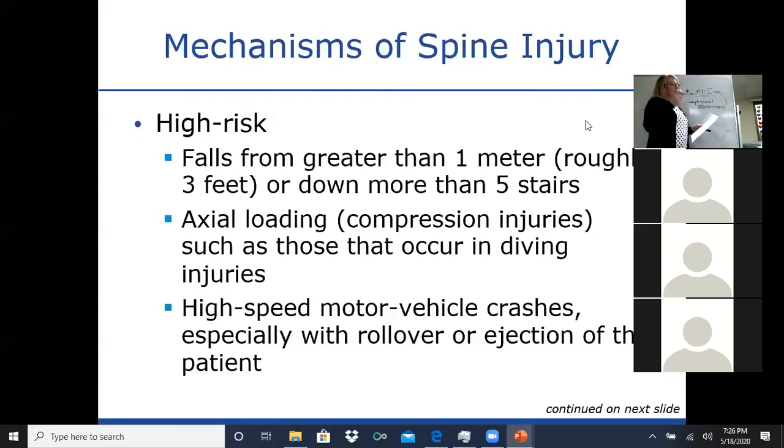So what kind of mechanisms are we looking at that are high risk for spinal injuries? Well, falls, usually greater than 3 feet, or down more than 5 stairs. Now, if we added pediatrics to this, or older adults, then we can see where it would start to change in height and in how far they fall. An older adult can just fall from standing, and because of the osteoporosis or the bone brittleness in their spines, they can actually have injuries that you and I might not have. So we have to take into consideration that age definitely plays a factor.